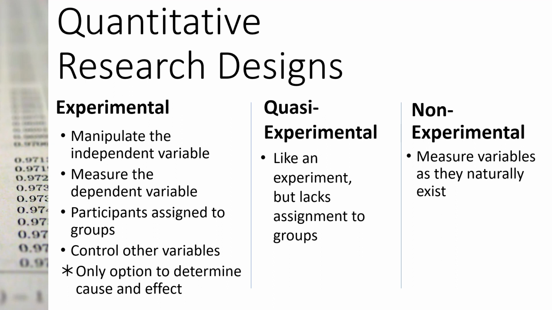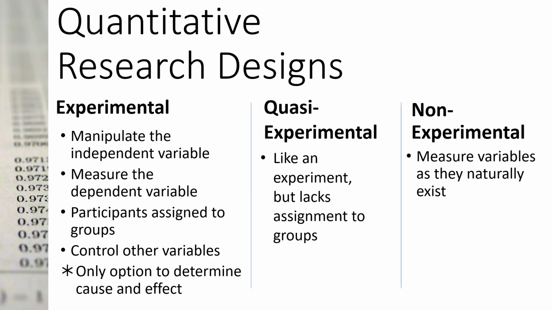Quantitative studies can be grouped into three broad categories: experimental, quasi-experimental, and non-experimental. There are more specific designs within each of those groups, but we're going to focus on understanding the differences at this level. Experimental studies include at least one manipulated variable, which is called the independent variable. They also include at least one measured variable, called the dependent variable. Participants in an experimental study are assigned to groups to determine which condition of the manipulated variable they receive, or to determine which order they're going to receive each condition.